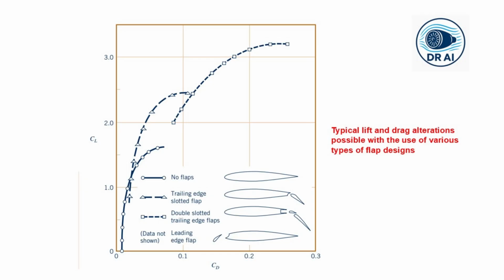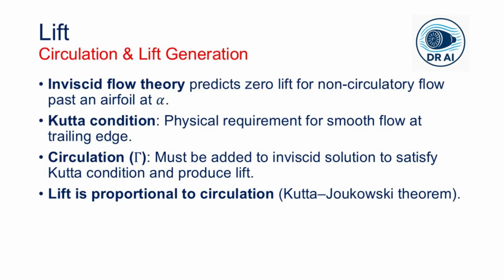So this concept of shape changes for performance optimization appears throughout engineering, from variable geometry aircraft to morphing wing concepts being researched today. Now, moving on to the circulation concept, we need to address the fundamental question. How do we explain lift theoretically? If we try to calculate the inviscid flow past an airfoil using potential flow theory, we run into a problem.